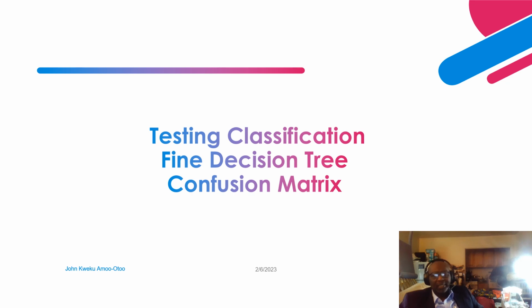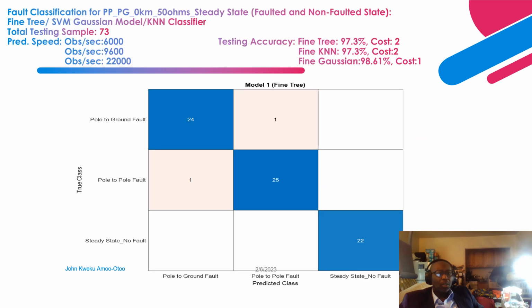Now let's take a look at the testing classification. Remember, I made mention that out of the total data points, you can set aside 95% for training and 5% for testing. So out of the total points, I set aside 5%, and you see the amount of that 5% first. The total testing sample was 73, out of the 1,300 and something for the training.